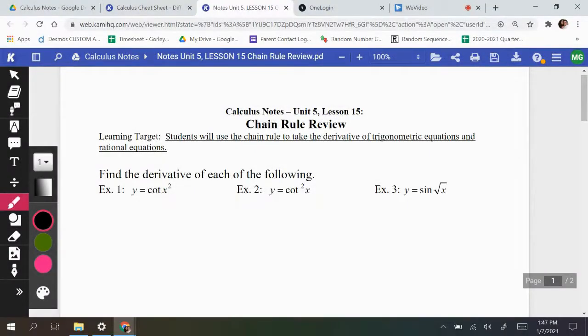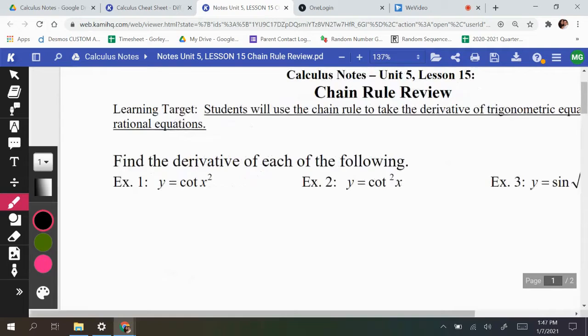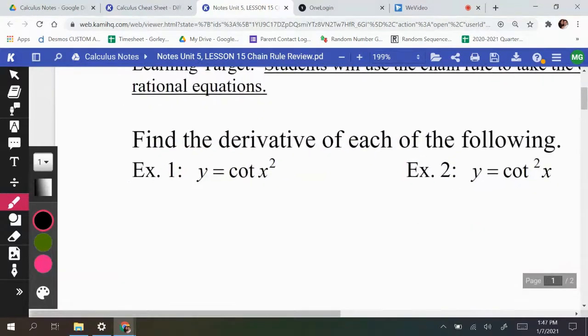All right, so today we're going to wrap up the chain rule. This is just a review day where you will use the chain rule to take the derivative of trig equations and rational equations. So let's go ahead and take a look at this first example here. It says find the derivative of each of the following.